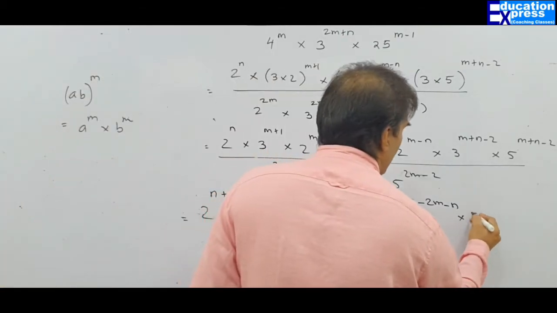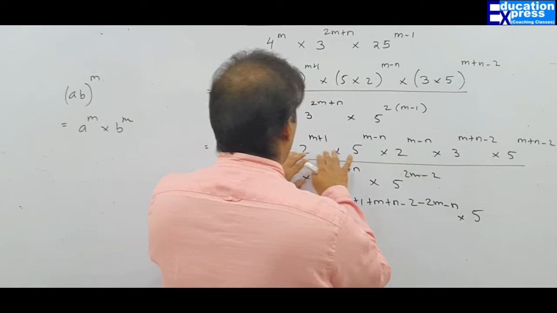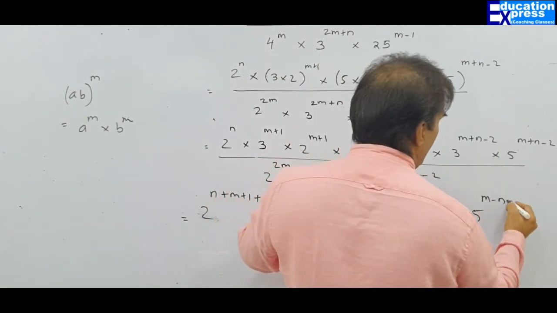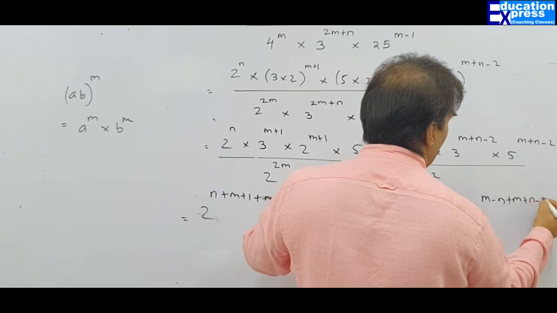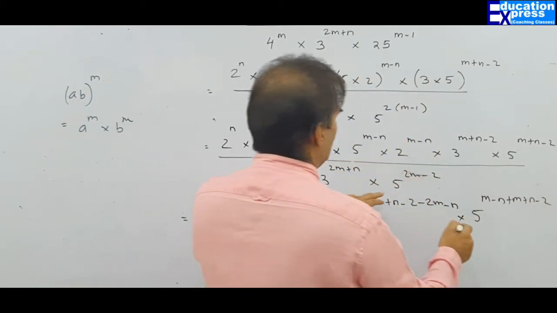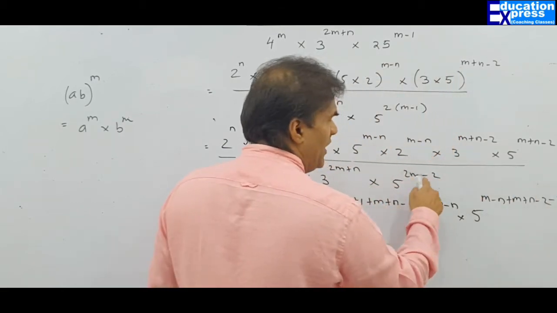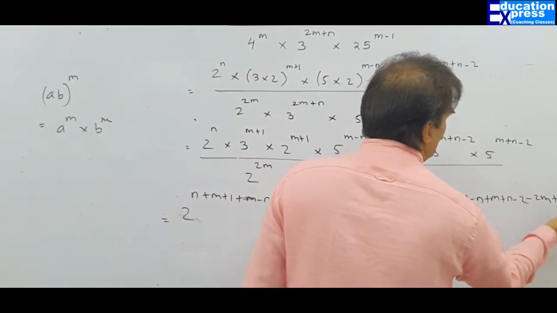Let's see for 5. 5 raised to 5 here. So you can say m minus n, 5 here. Plus n minus 2, 5 here. So this will get subtracted, minus 2m. And because this is already minus 2, it's going to become plus 2.